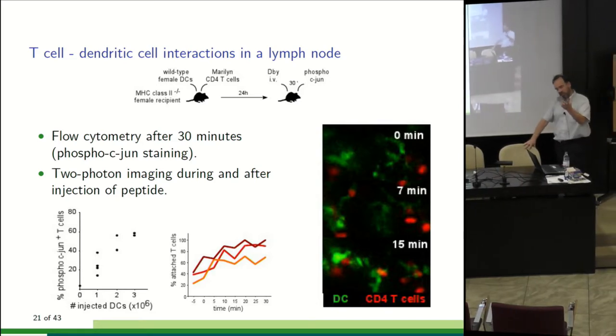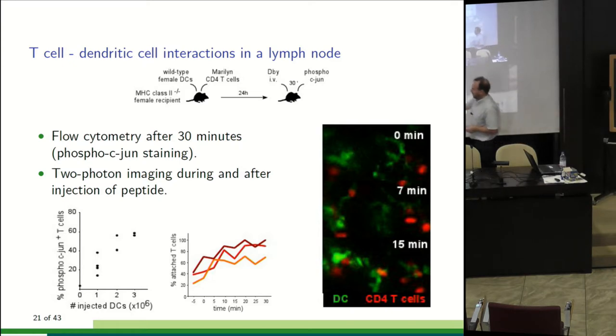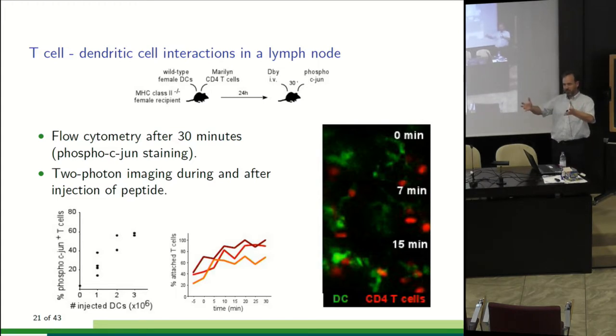They can control how many dendritic cells they inject, okay? It's kind of inexact. They inject, let's say, a million, in millions. They wait 24 hours, so they don't know how many of those make it to the lymph node. You can only see one small part of the lymph node anyway, so it's kind of complicated, but at least there's some proportionality here. The more you inject, the more make it to the lymph node.